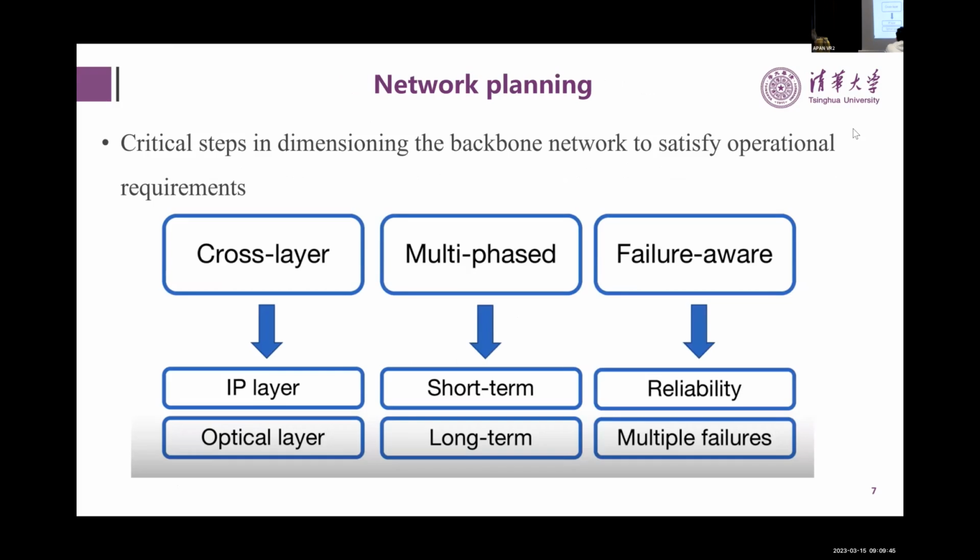Under network planning, we have many critical steps in decommissioning the backbone to satisfy the operational requirements. For example, the operators or the customers have SLAs. It is very hard to build the network at low cost to satisfy the requirements of customers, since the network is always multi-layer, because we have to optimize both the IP layer and the optical core layer.